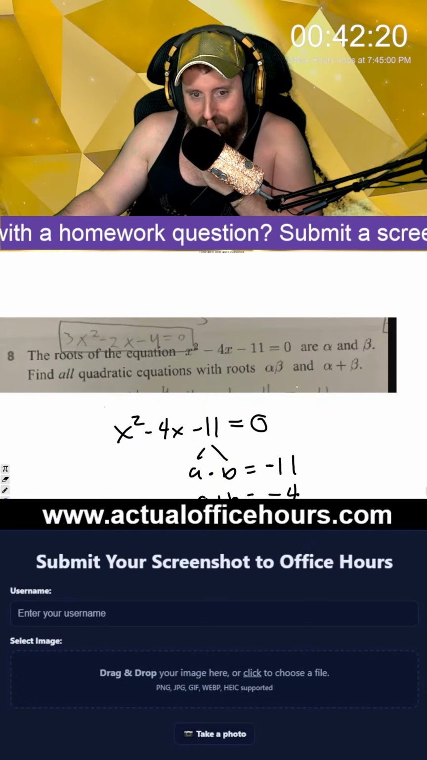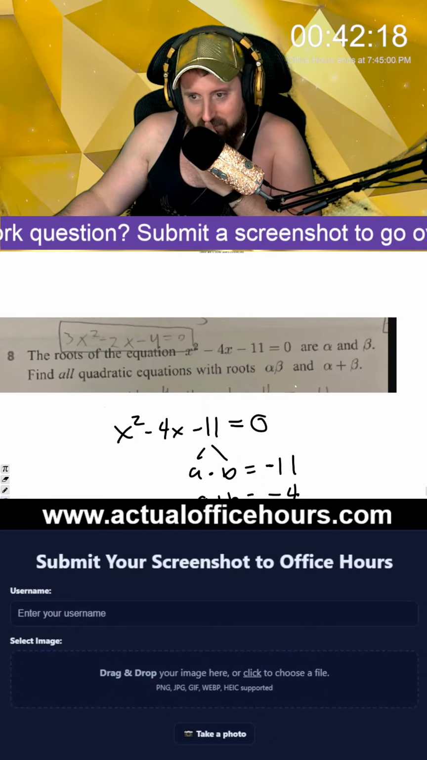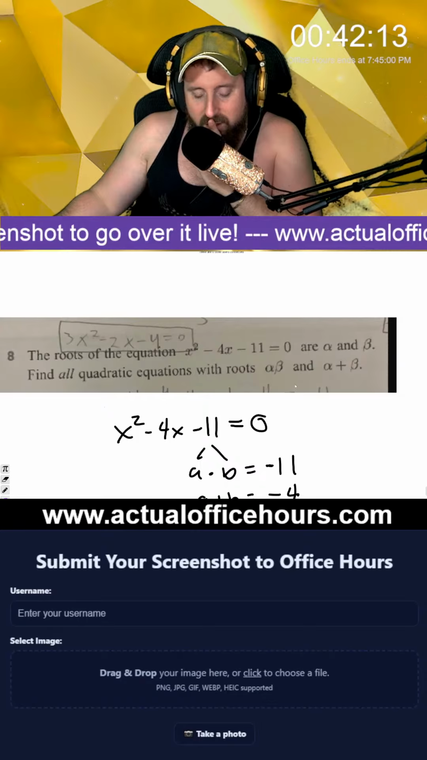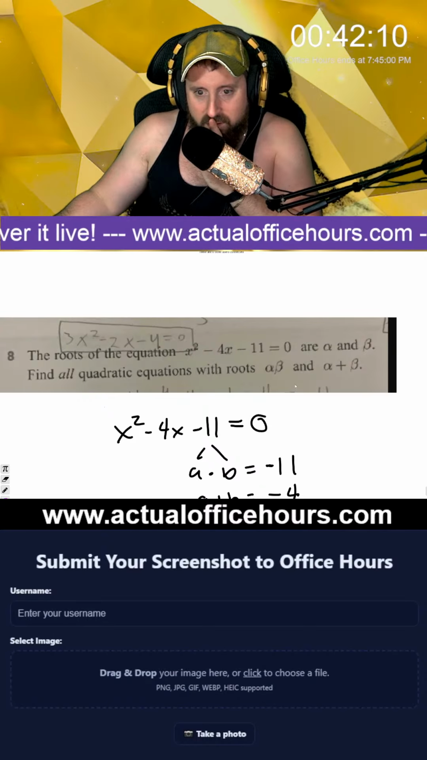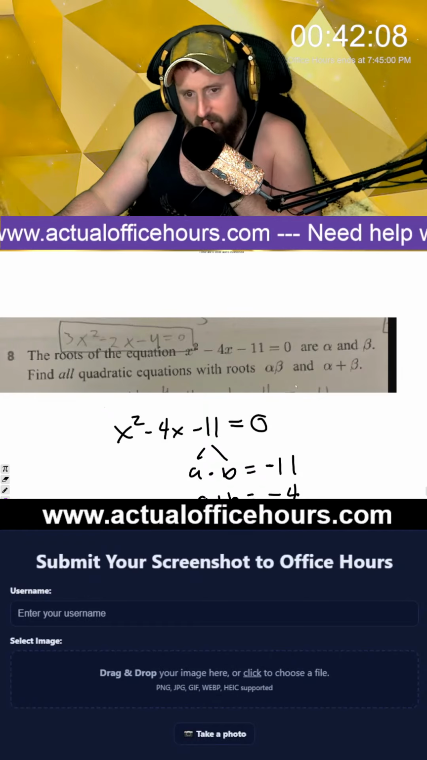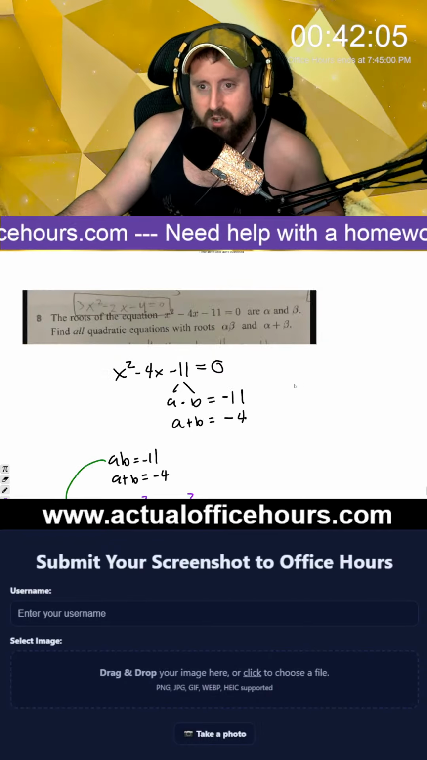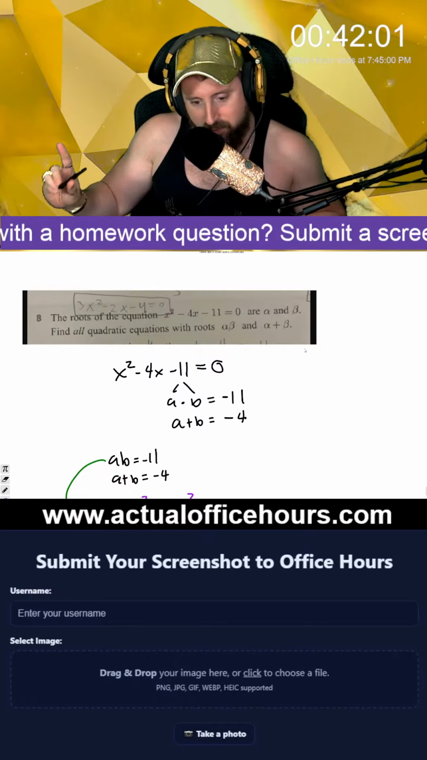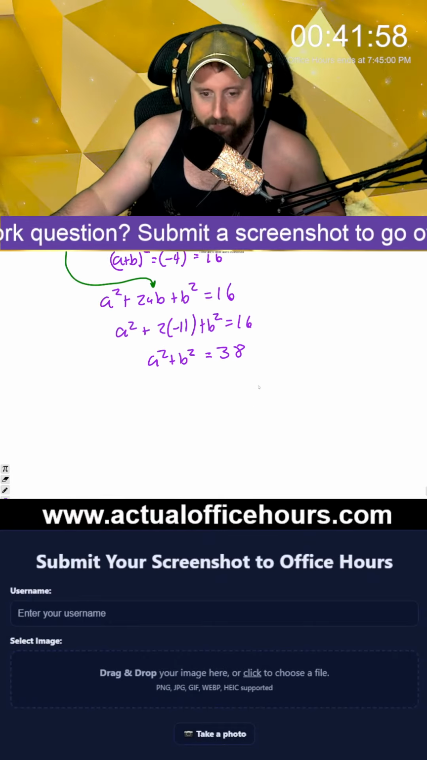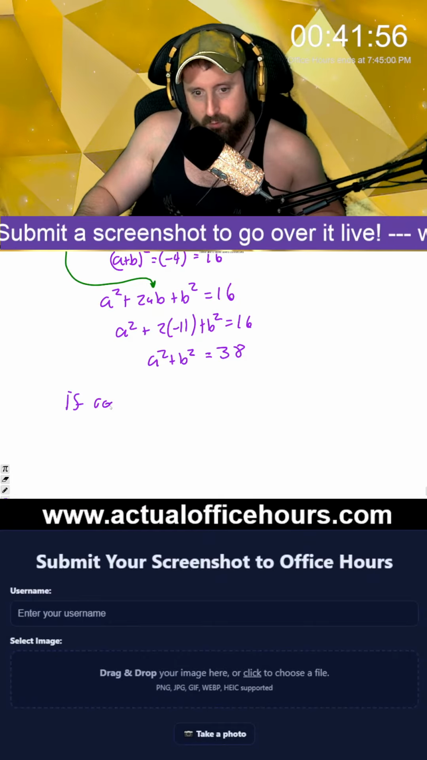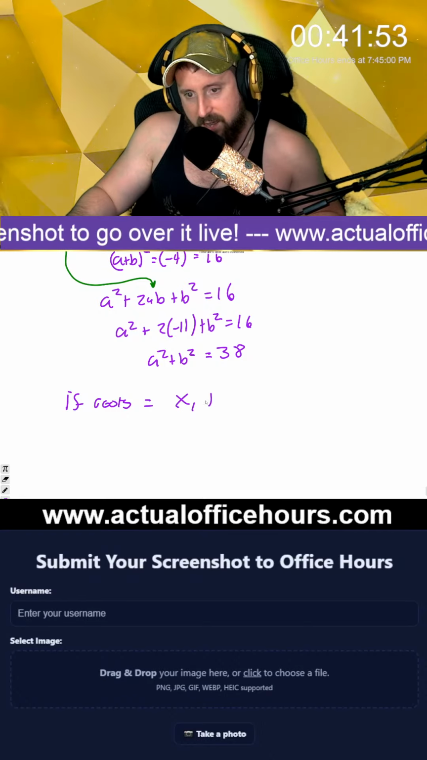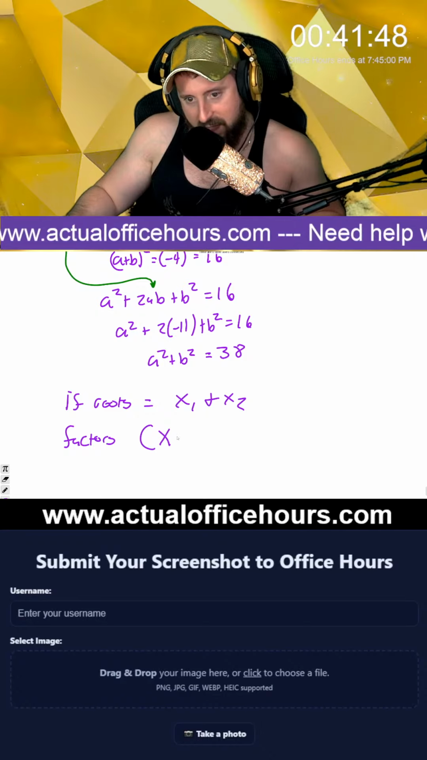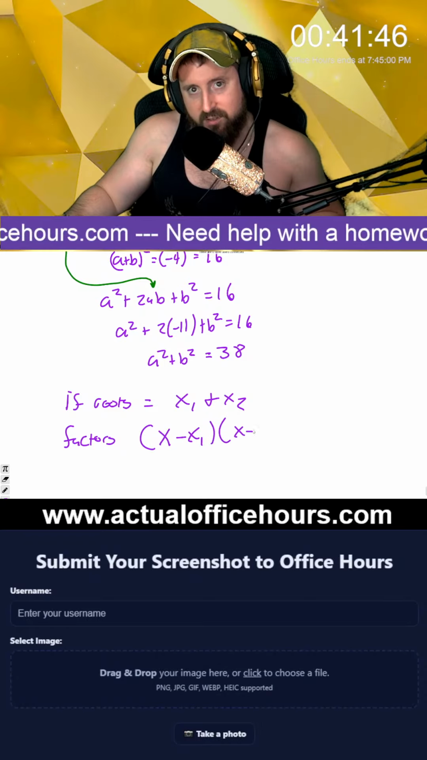Find all quadratic equations. Oh. Wait, what? Yeah, we don't know a or b. Well, here's the interesting thing. Okay, if the roots are this, watch this. If roots equal x1 and x2, the factors are x minus x1 times x minus x2.